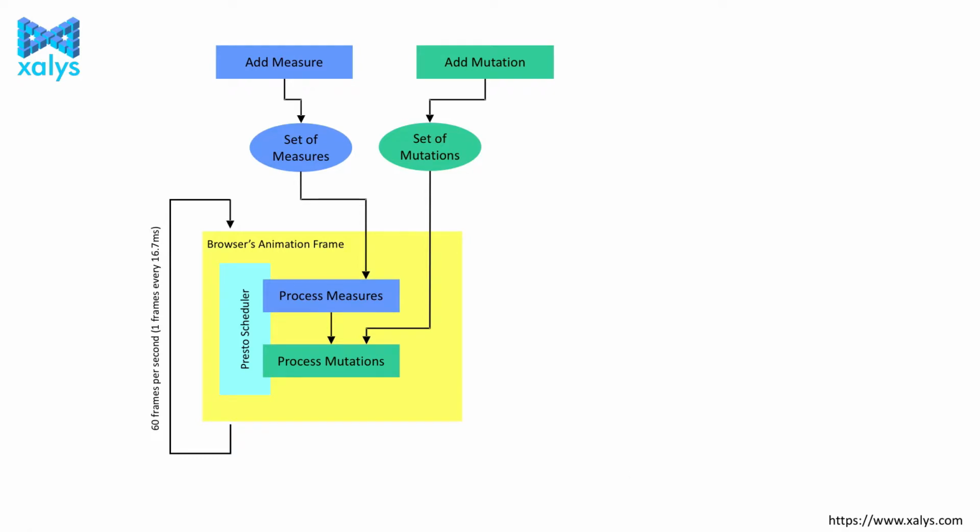You call a method called scheduleMeasure to add a measure, and you call scheduleMutation to add a mutation. At the start of the animation frame, Presto will process all measures first, then all mutations in the DOM. This process is fundamental for XGL.